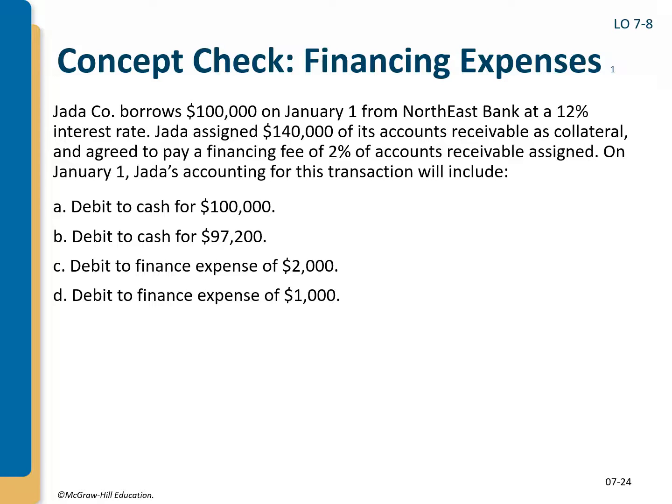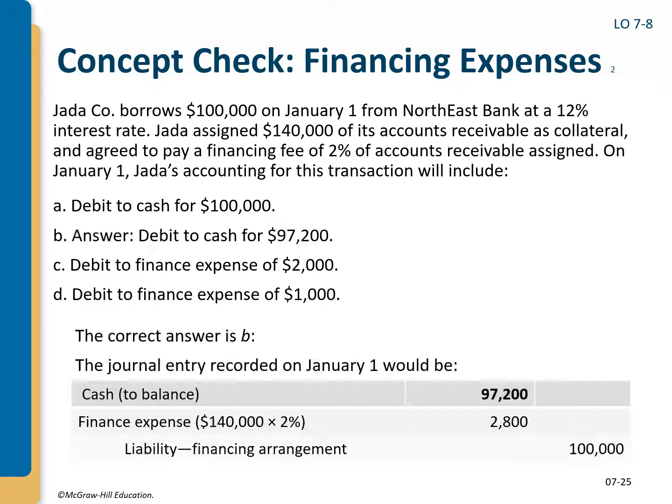Credit liability financing, or you'd even put notes payable, $100,000. Debit financing expense for $140 times 2%, because that financing fee is on the amount of collateral, or $2,800. So how much are they really going to receive of cash? $100,000 minus $2,800, $97,200. So there's our journal entry.